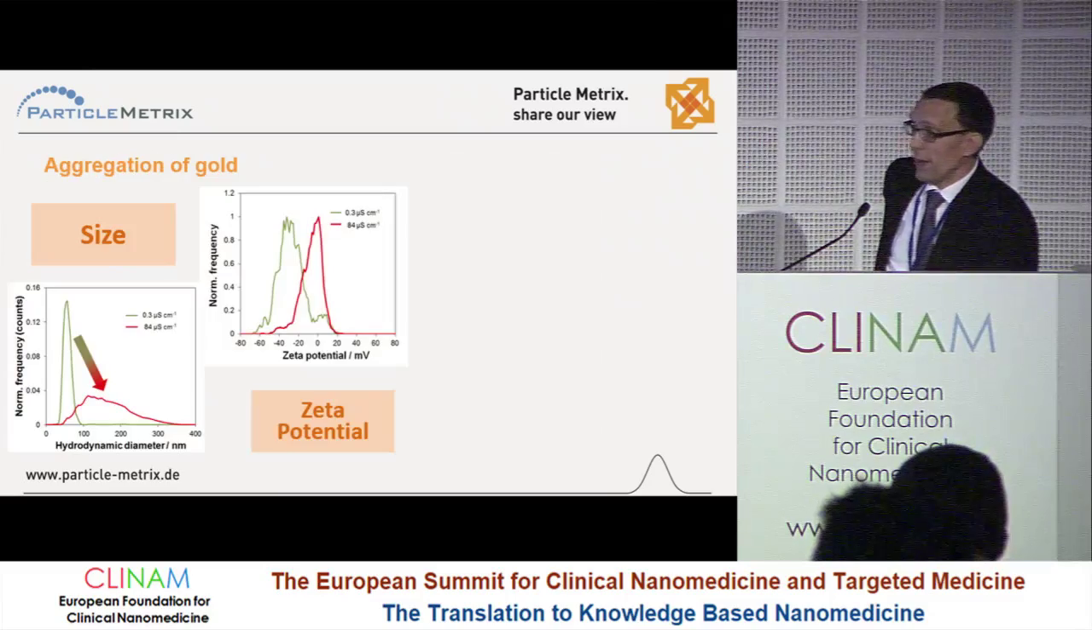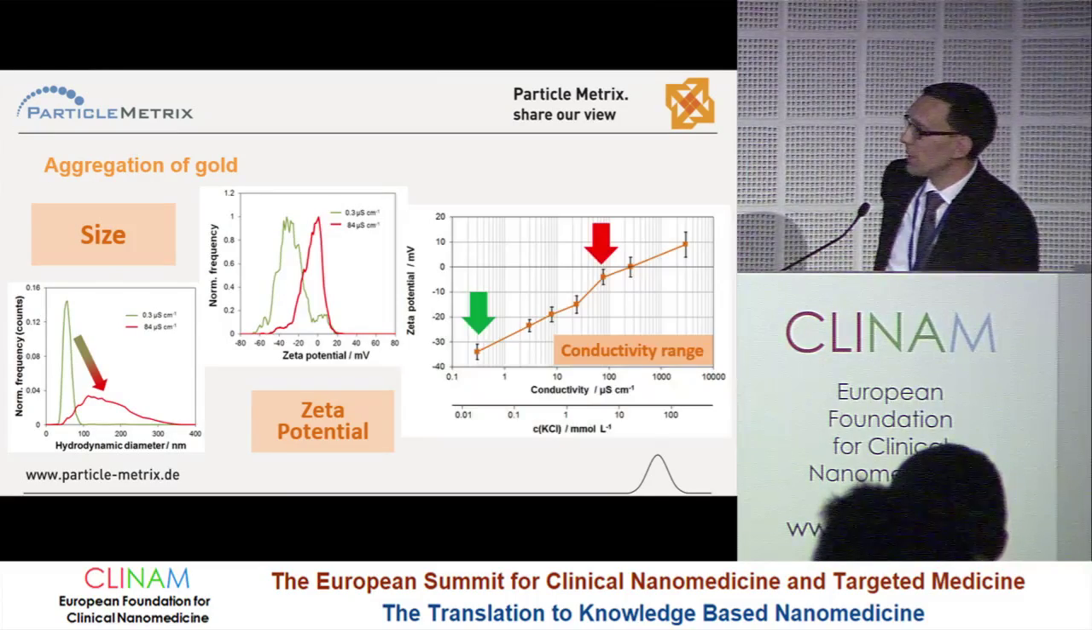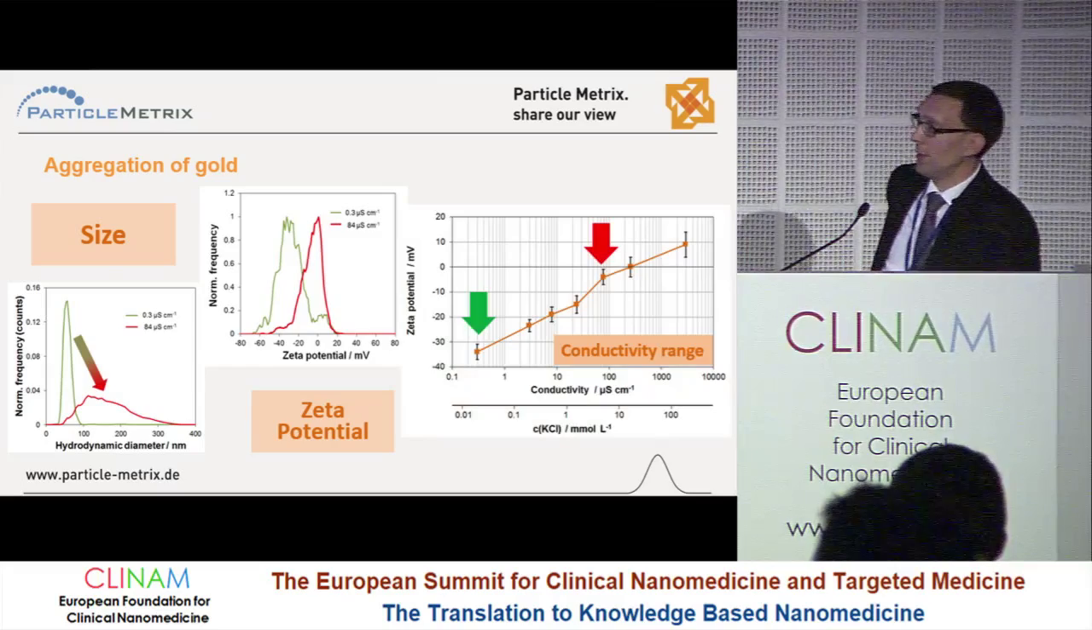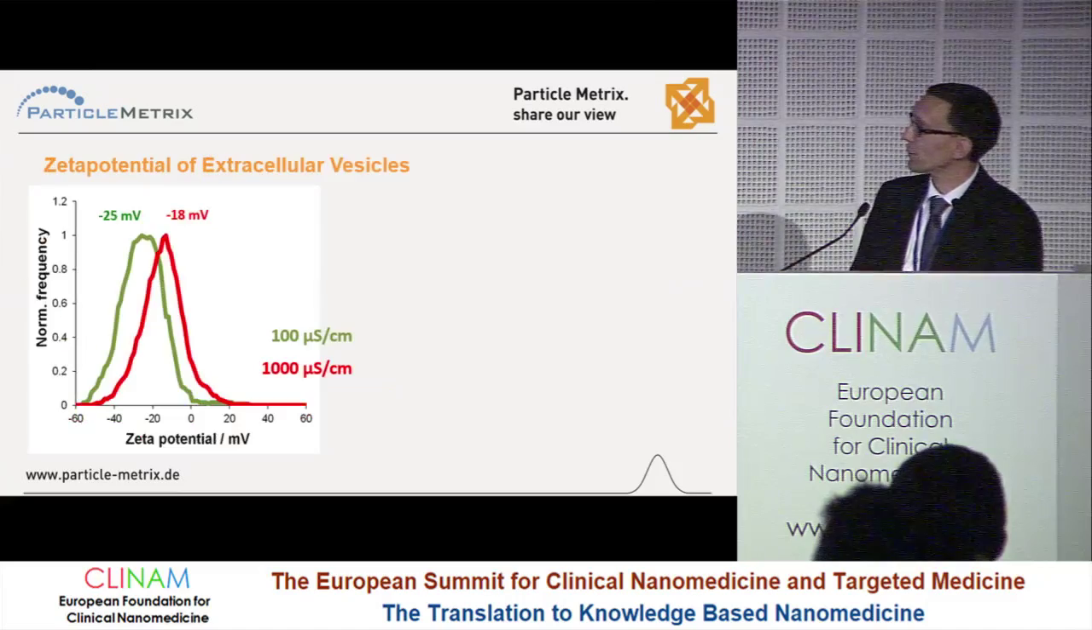Of course, having such a strong tool, you can really study agglomeration. For example, this is done for gold. Everybody knows that as soon as you add some salt, you can really see agglomeration, and this agglomeration manifests in a change in particle size distribution as well as a shift in the zeta potential distribution.